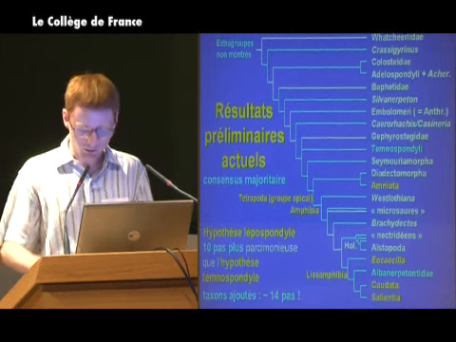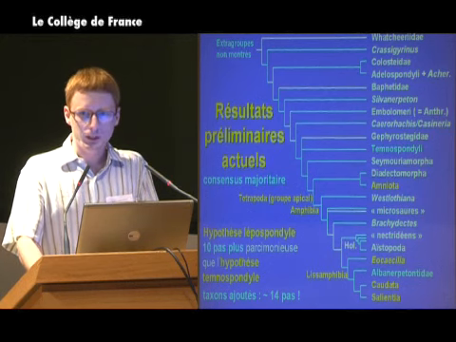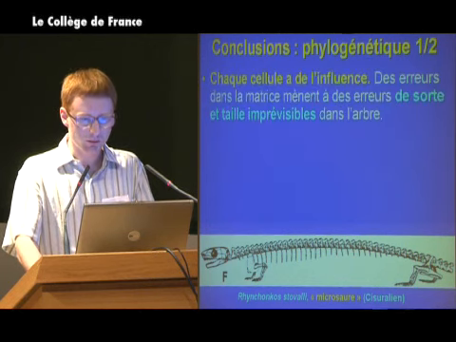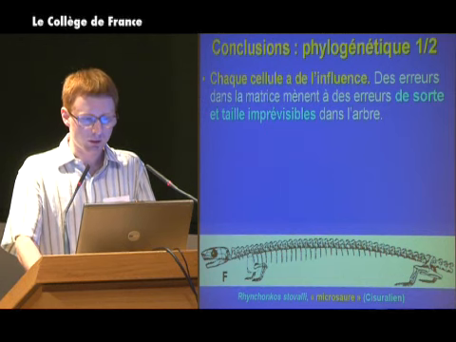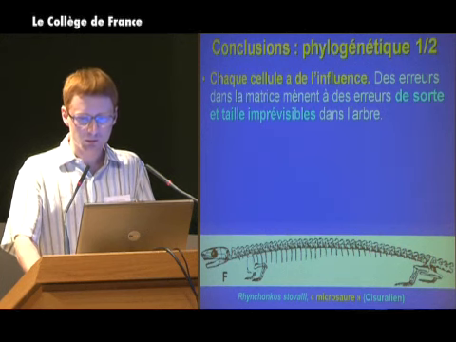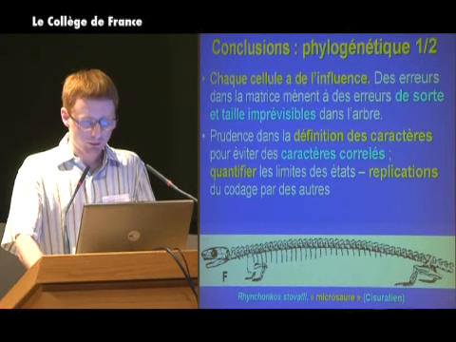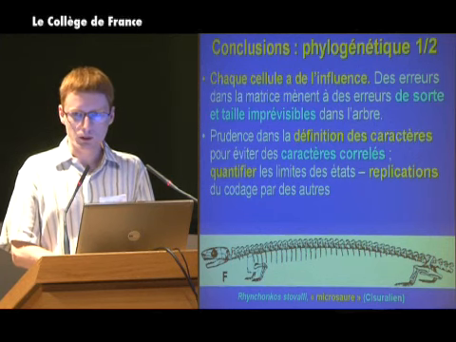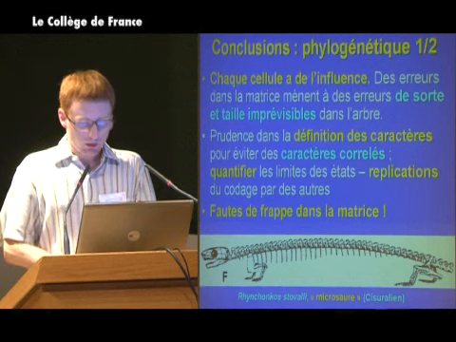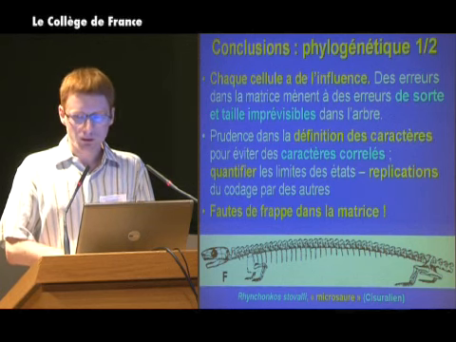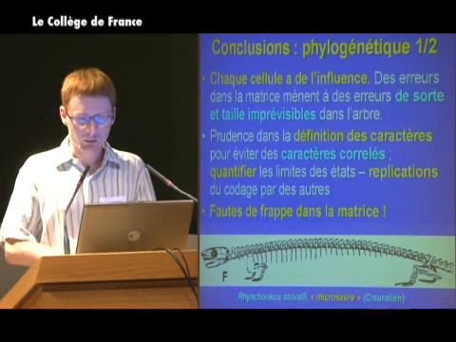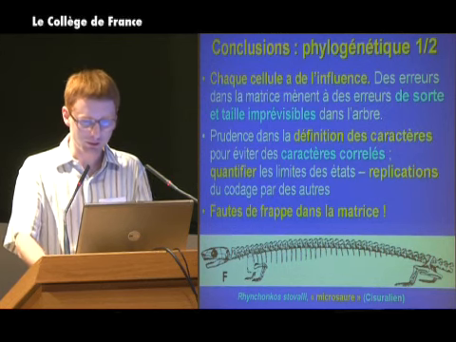When I add Gerobatrachus and others, the difference increases surprisingly. So on this part of my work, I can conclude that every cell in a matrix has an influence on the tree. Mistakes in the matrix lead to mistakes in the tree, mistakes of unpredictable kinds and magnitudes. Caution is advised in defining characters in order to avoid ending up with correlated ones. And typographic errors are inevitable, of course, in a matrix that contains hundreds or tens of thousands of cells. But typos are mistakes, and mistakes in the matrix lead to mistakes in the tree.